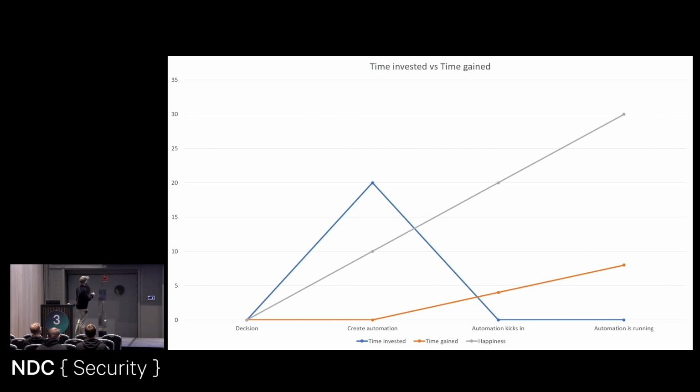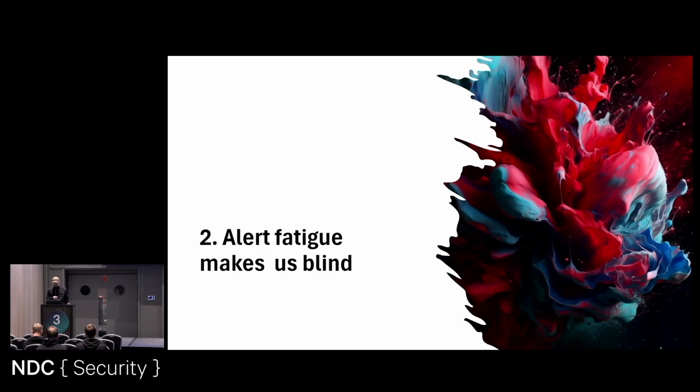But also, if you have the person who is doing the task automate it, they will learn a new skill. They will be faster next time they're automating something. They don't have to think about actually doing it anymore. So my idea is that their happiness will go up. But yeah, this is just based on feelings. But people are the most important thing, because if you have happy people working, they're better at what they do, is my theory. And the second one is alert fatigue makes us blind.